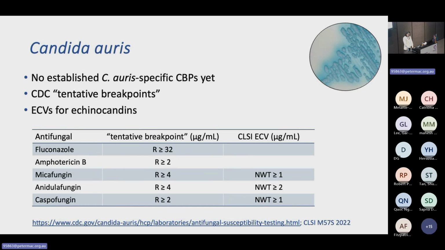But I think clinicians could find them useful just as something to guide how to interpret those MICs. Because the tentative breakpoints are not validated or endorsed, I would suggest not using them to interpret MICs on lab reports. But if they were to be used on lab reports, then obviously a very carefully worded comment would be required.